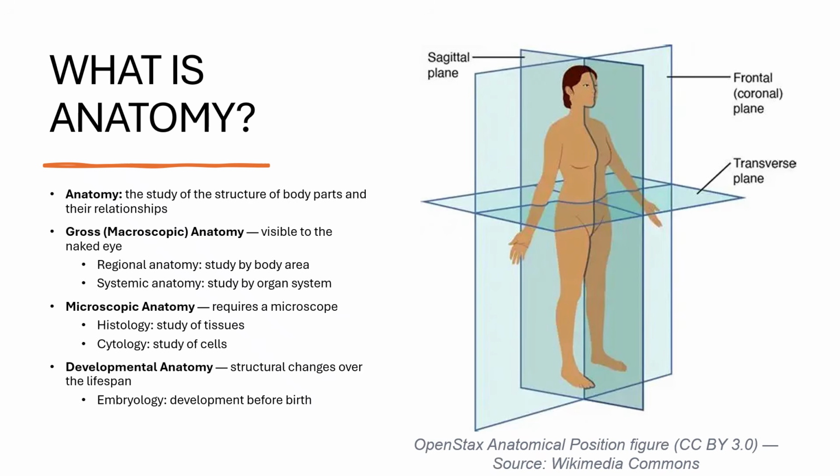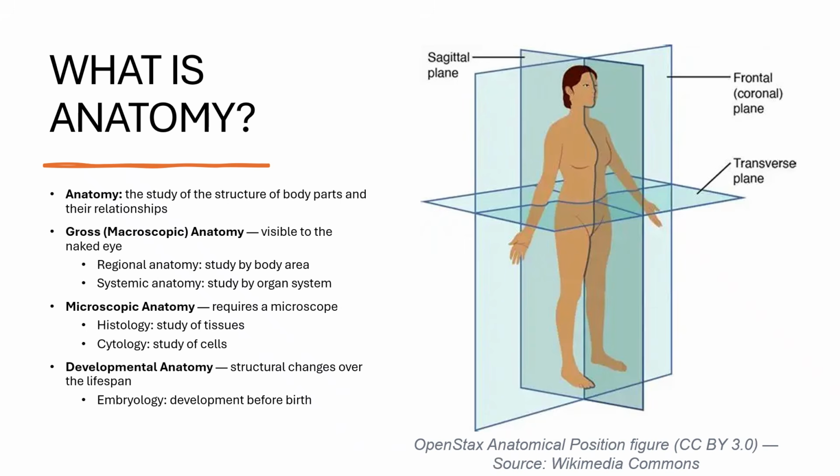What is anatomy? Anatomy is the study of the structure of body parts and their relationships to one another. It is about what things look like and where they are. Anatomy has several subdivisions. Gross anatomy, also called macroscopic anatomy, studies structures you can see with the naked eye. You can break this into regional anatomy, studying all structures in a particular body region, or systemic anatomy, studying one organ system at a time. That is how this series is organized.